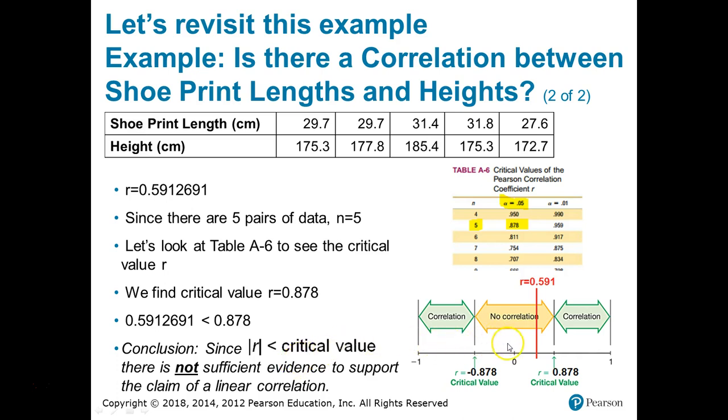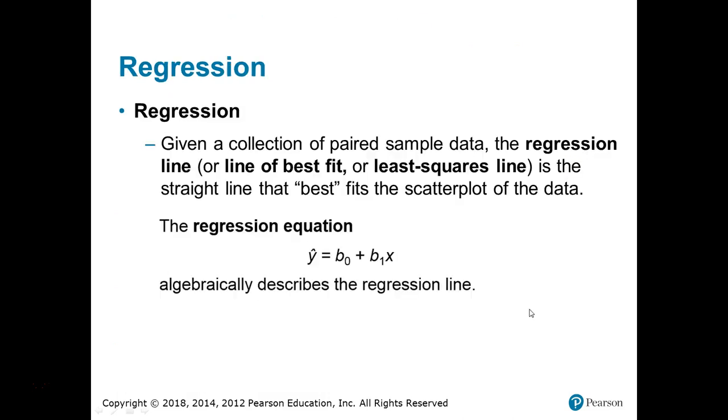And I kind of made this little visual help as well. So the critical value is positive and negative 0.878. Since our calculated r is 0.591, which is less than right here, we're in this region: no correlation.